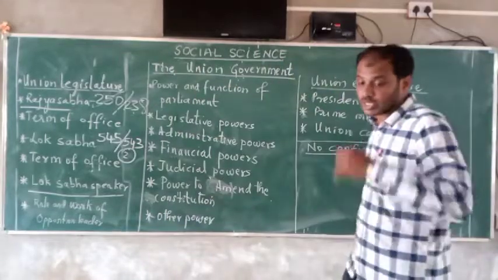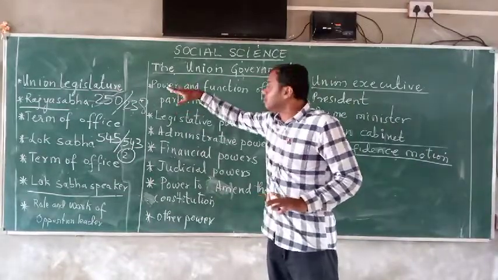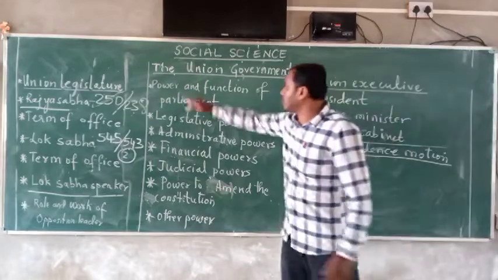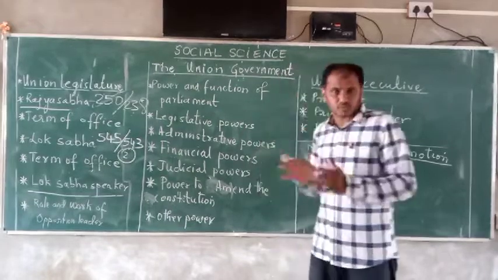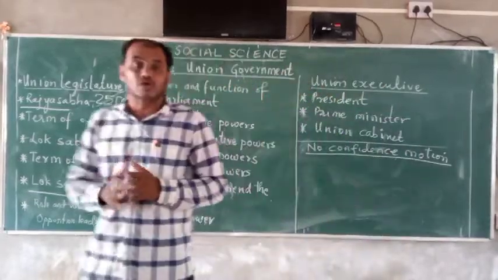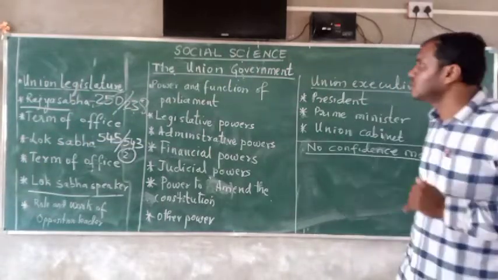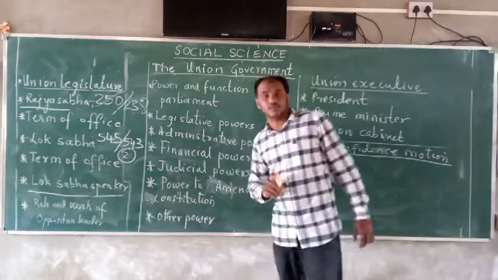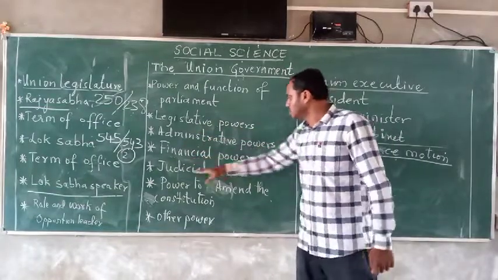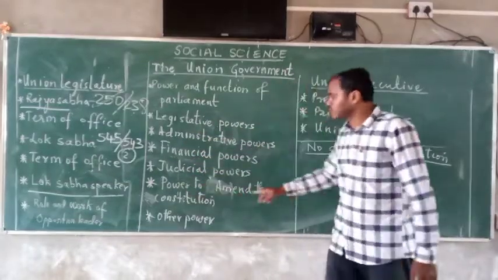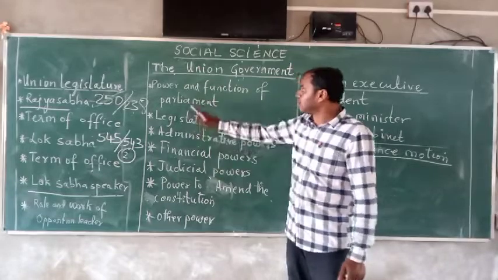So next we move towards the union legislature. One more thing about the union legislature: the power and function of the parliament. The union legislature has its own power and function, and it looks after the whole country. So the power and functions of the parliament: first, the important powers are legislative power, administrative power, financial power, judicial power, power to amend the constitution, and other powers.